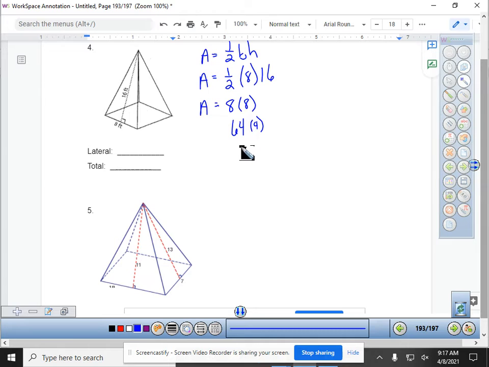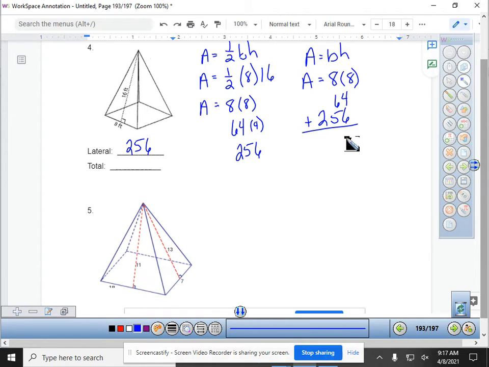What is it? 256? That is your lateral. Now we have to do the square base. What is that? Area equals? Which is 8 times what? 8. Which is? 64. So let's add that to 256. What is it, 320? What do you think? Pretty easy?